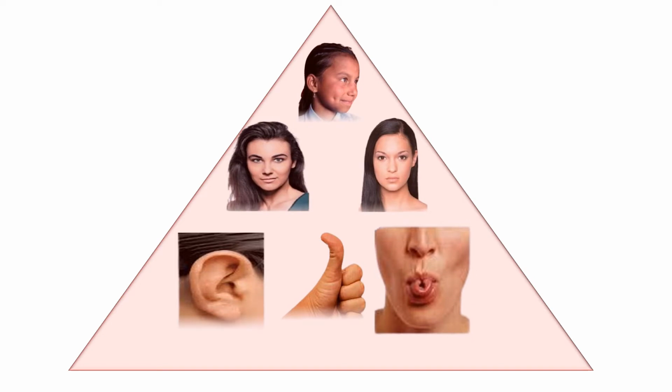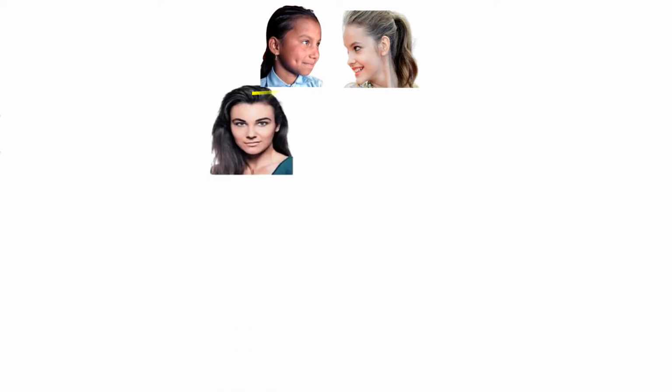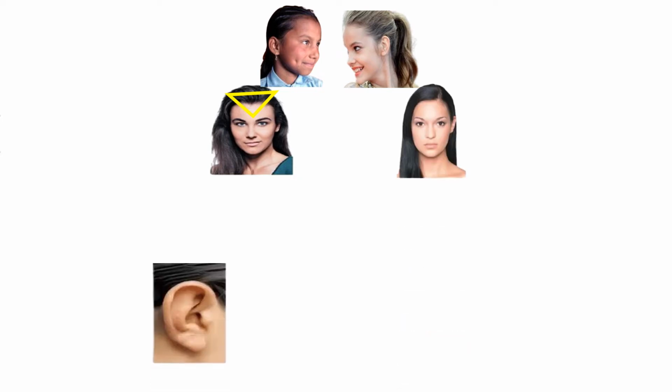Let's observe the inheritance patterns of some features of human beings to solve the problem. Having dimples on cheeks when smiling is a dominant character. Not having dimples on cheeks when smiling is the recessive character. Having widow's peak, that is V-shaped hairline, is a dominant character. Not having widow's peak is the recessive character. Having free earlobes is a dominant character. Having attached earlobes is the recessive character.